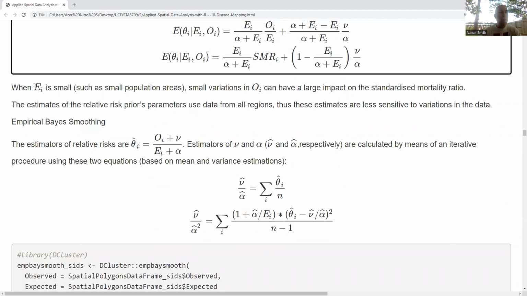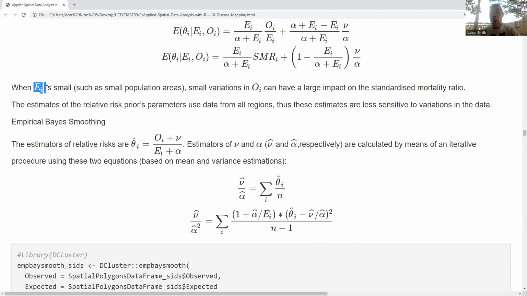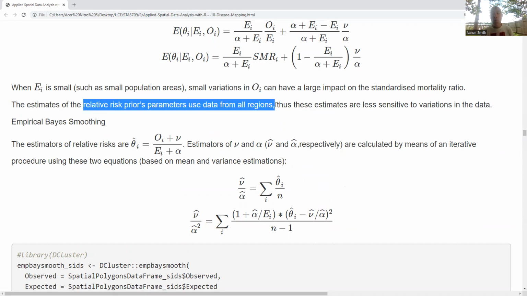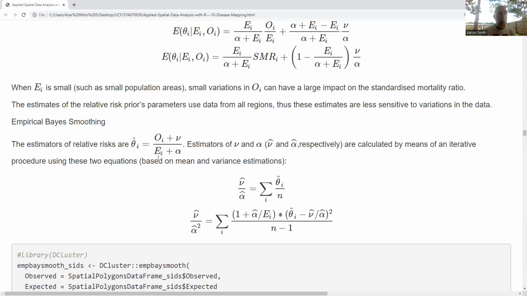All right, so when E is small, such as when we have small populations, small variations in O, the number of cases, can have a large impact on our standardized mortality ratio. Now, the prior estimates of relative risk use data from all the regions. So it follows that these estimates are going to be less sensitive to variations in data. All right, so now let's take a look at empirical Bayes smoothing.